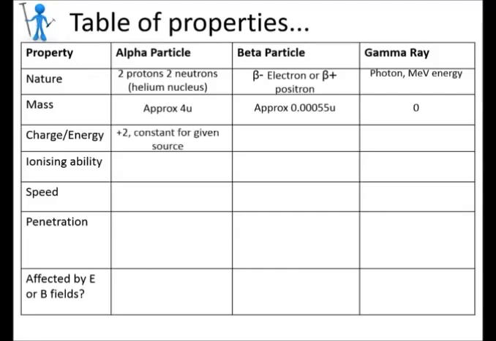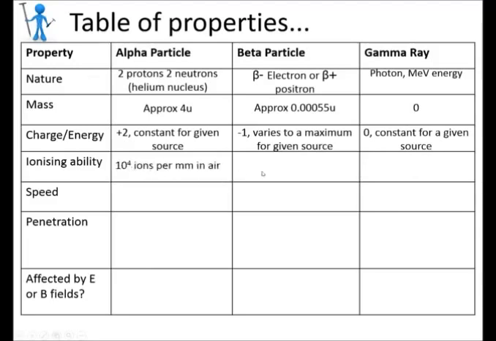Charge: alpha has +2, so 2 times 1.6 times 10 to the minus 19 coulombs, and the energy is also constant for a given source. Beta particles have a charge of -1, so 1.6 times 10 to the minus 19, and their energy varies up to a maximum. If you think back to year 12 revision, this is because when a beta particle comes out, it also comes out with a neutrino or an antineutrino, and that shares some of the energy with each decay. Gamma radiation has no charge, and again its energy is constant for a given source.